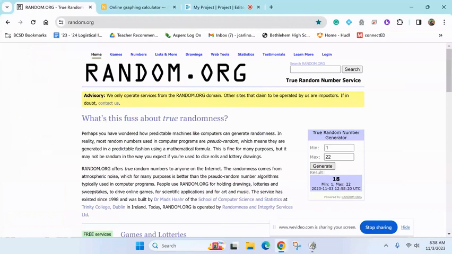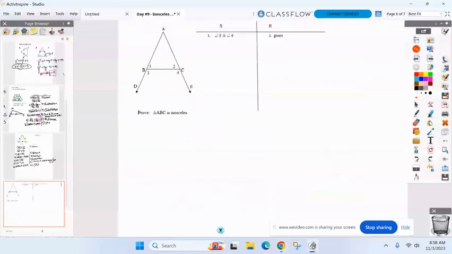Lily, name two angles or sides. If I knew they were congruent, the triangle would be isosceles. Angle 3. Are those in the triangle, though? Oh, no. Right, I don't want those, because that wouldn't make the triangle isosceles. Angle 1. Okay, so if I knew angle 1 was congruent to angle 2, it would be isosceles.